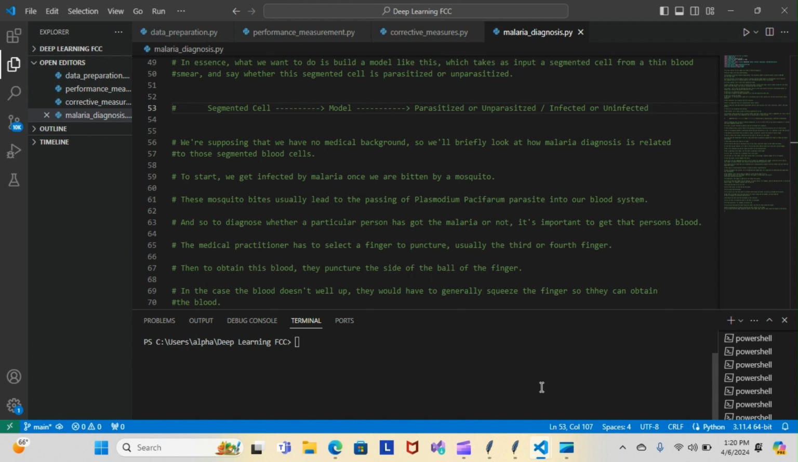And so, to diagnose whether a particular person has malaria or not, it's important to get that person's blood. The medical practitioner has to select a finger to puncture, usually the third or fourth finger. Then, to obtain this blood, they puncture the side of the ball of the finger. And in case the blood doesn't well up, they would generally have to squeeze the finger so they can obtain the blood.